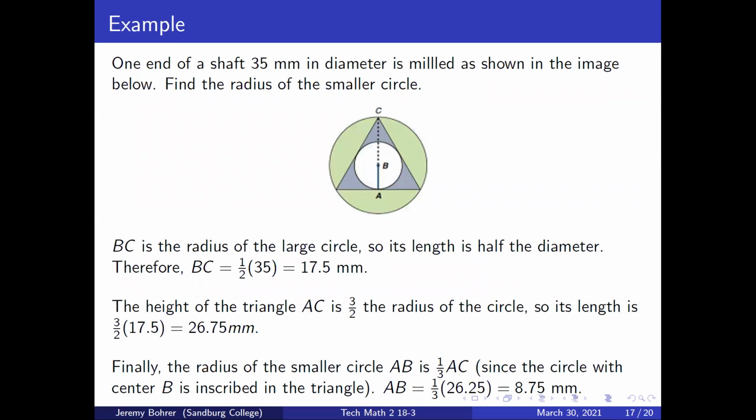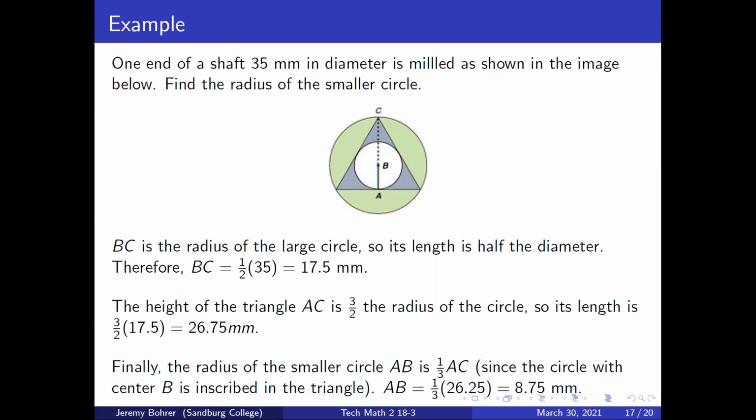One end of a shaft 35 millimeters in diameter is milled as shown in the image below. Find the radius of the smaller circle. BC is the radius of the large circle, so its length is half the diameter. Therefore, BC is 1/2 times 35, or 17.5 millimeters.